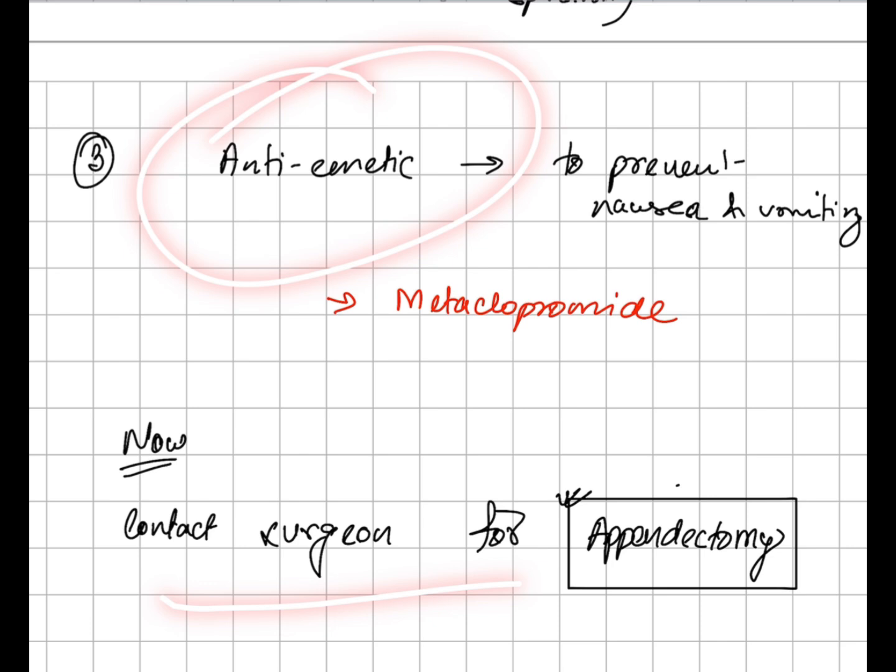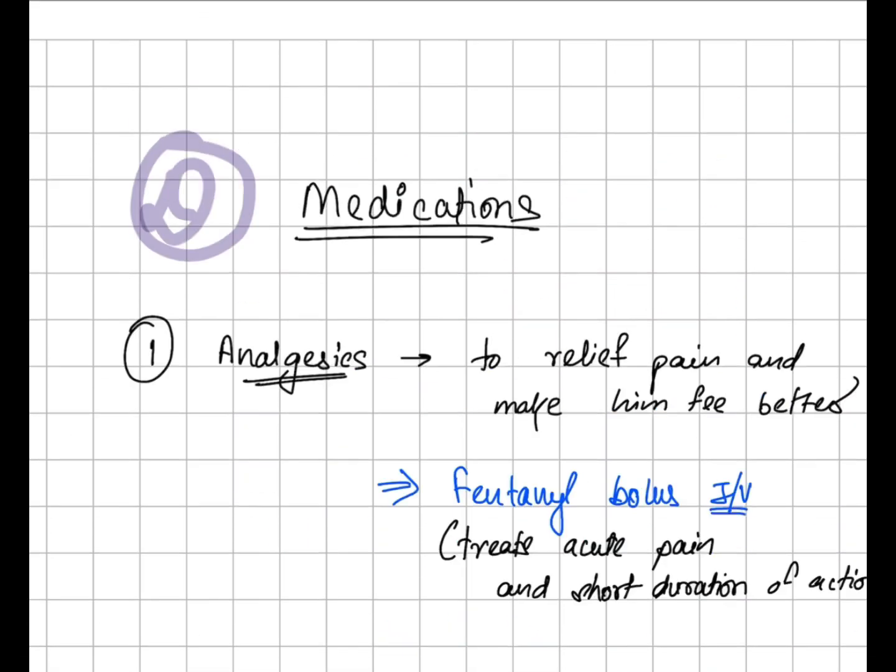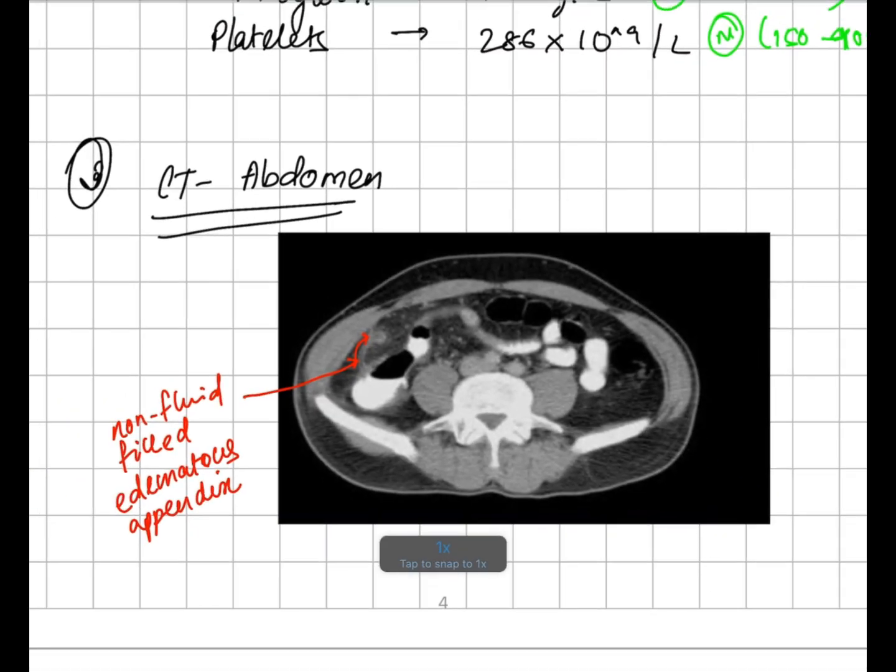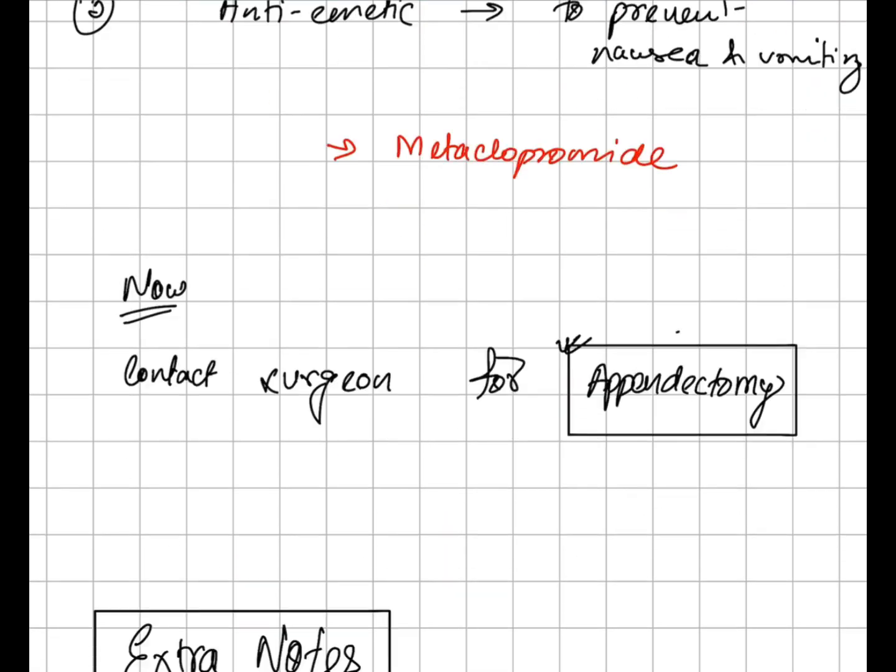Now contact the surgeon for appendectomy, after you have stabilized the patient and diagnosed it. See, this is the important diagnosis, the CT. This you confirmed. And how did you reach here? By doing a proper abdominal physical examination. Okay, you reached there. This is it.